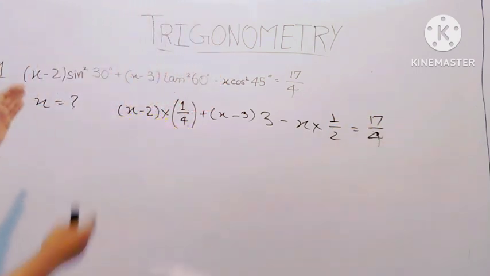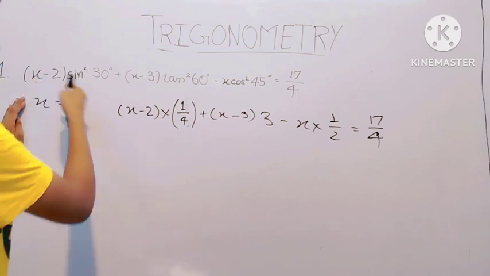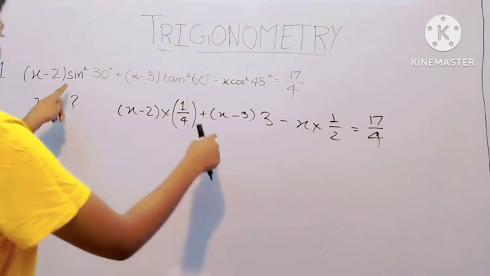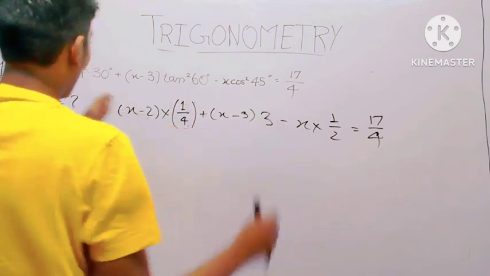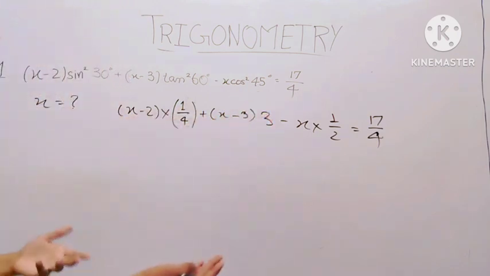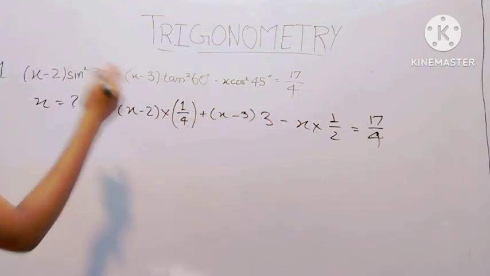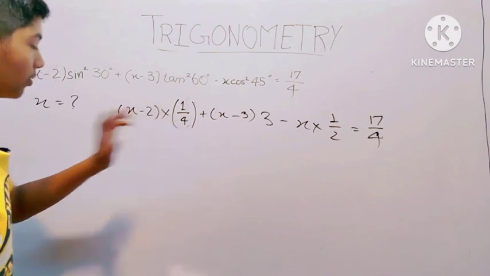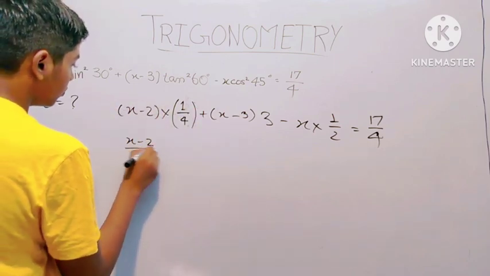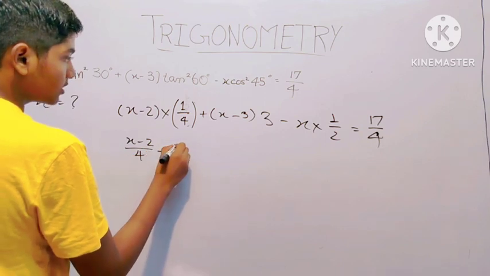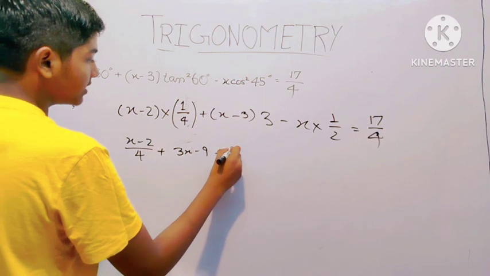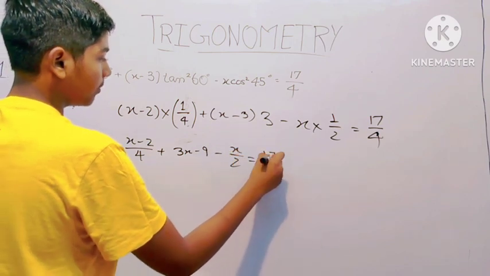So what I did is, I kept every term containing x as it is: x - 2, x - 3 and x, and put in the values of sin 30, tan 60 and cos 45 and squared them. For example, sin 30 is 1/2, and the square of 1/2 is 1/4. Now we will multiply this, so it becomes (x - 2)/4 + (3x - 9) - x/2 = 17/4.